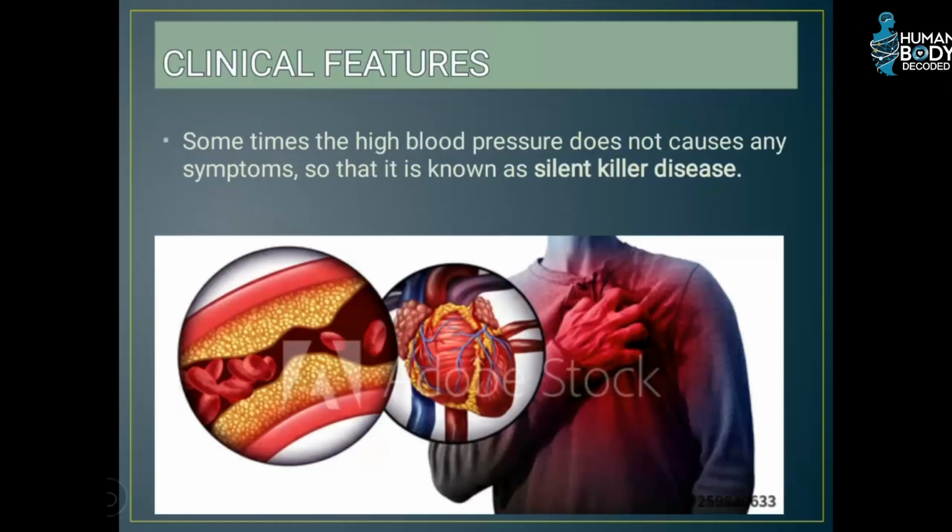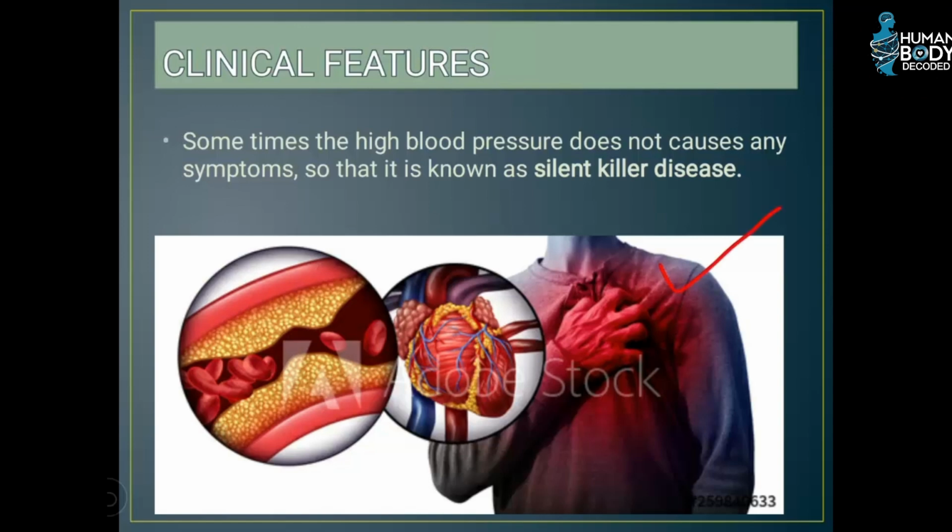Now let's come to the clinical features. In clinical features, I will tell you that sometimes no symptoms appear. And if a person suddenly has high blood pressure, it can lead to a heart attack and the person may die on the spot. That is why it is called a silent killer. It is not necessary for symptoms to be visible in a person.